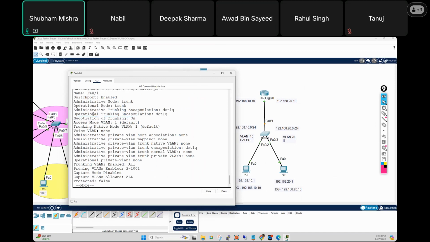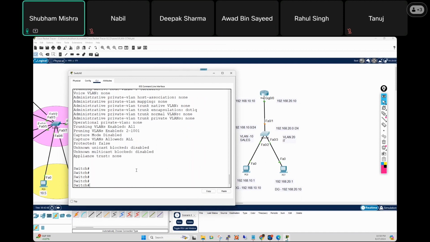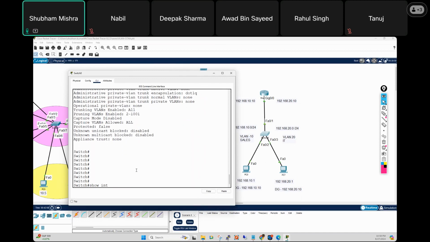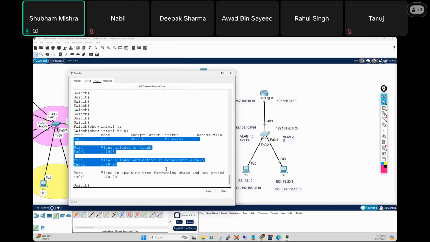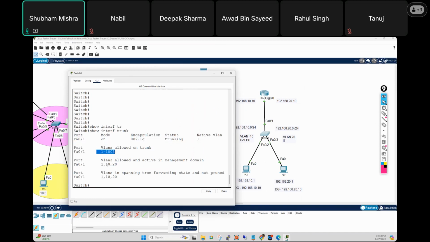Negotiation of trunking is on. What is the operational mode now? Trunk. Are you getting my point, everyone? Yes or no? Interface FastEthernet 0/1 is part of the trunk. Trunk status is trunking, and all the VLANs are allowed. By default, I told you, all the VLANs are allowed.